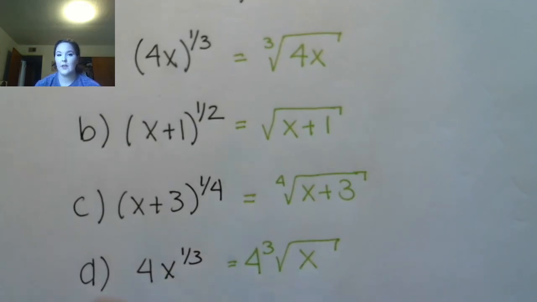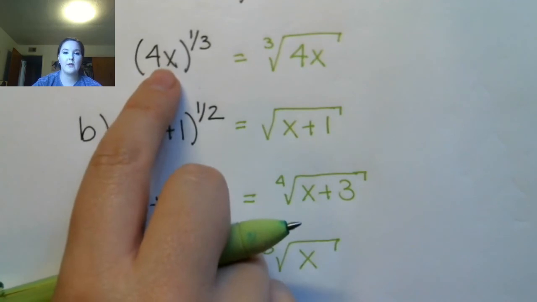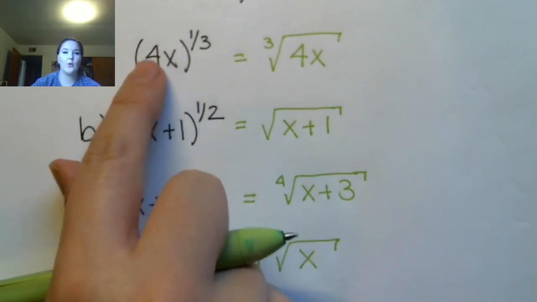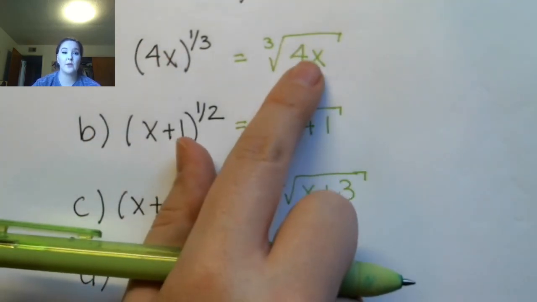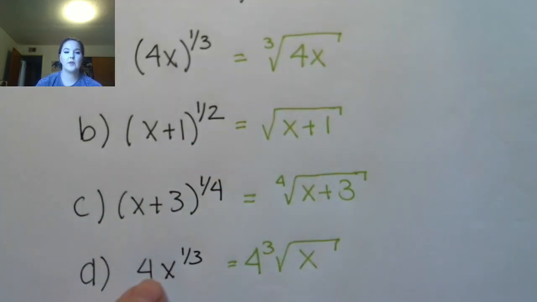That tells you the difference between here, where there's parentheses, the whole thing is part of the base, the whole thing goes in the root, versus here where there's no parentheses, just x is the base, so just x goes inside the root.